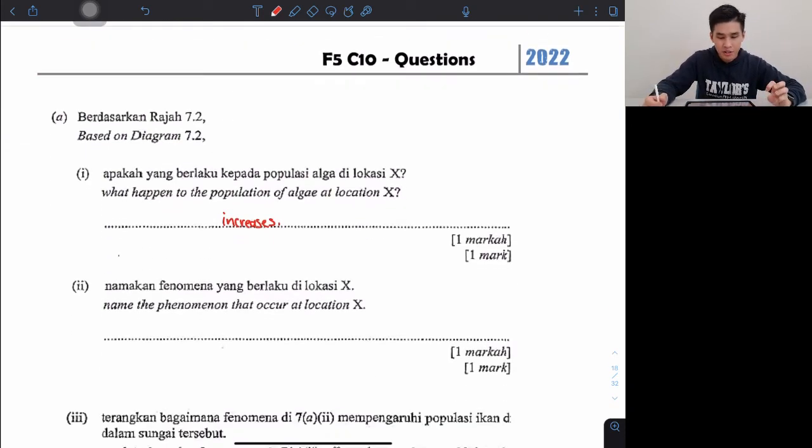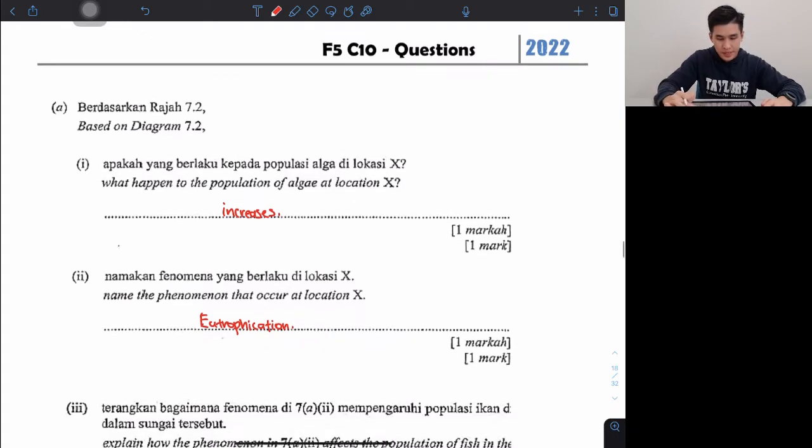Name the phenomenon that occurs at location X. So the phenomenon here is called eutrophication lah. Right?